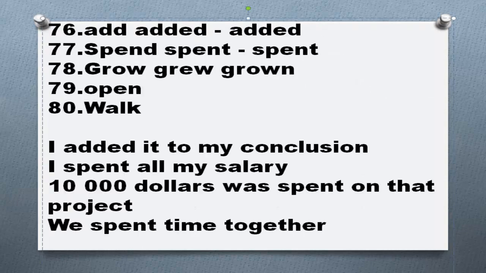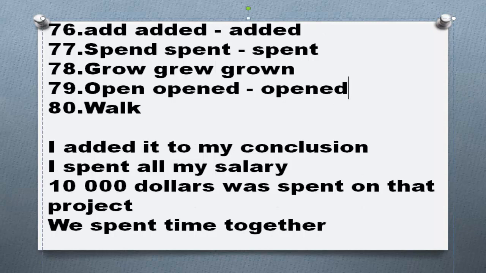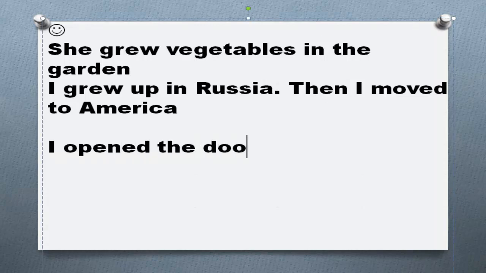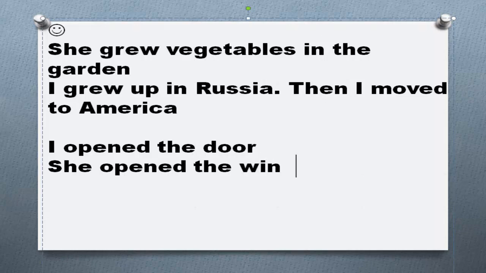Далее, следующий глагол open, открывать. Его формы, соответственно, opened и opened. Данный глагол правильный. Давайте с вами посмотрим примеры. For example, I opened the door. Я открыл дверь. Она открыла окно. She opened the window.